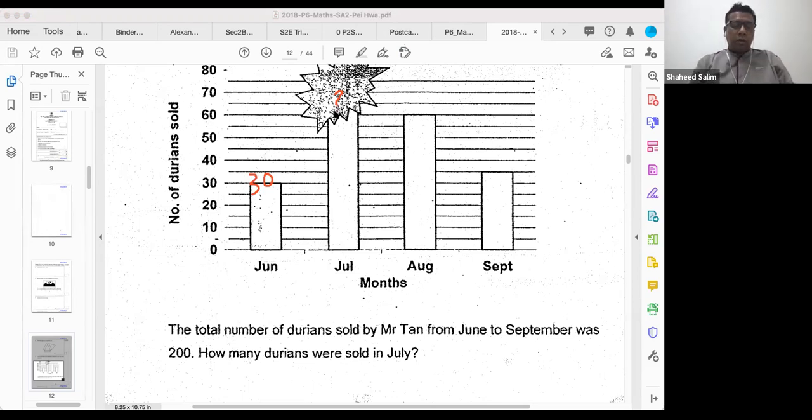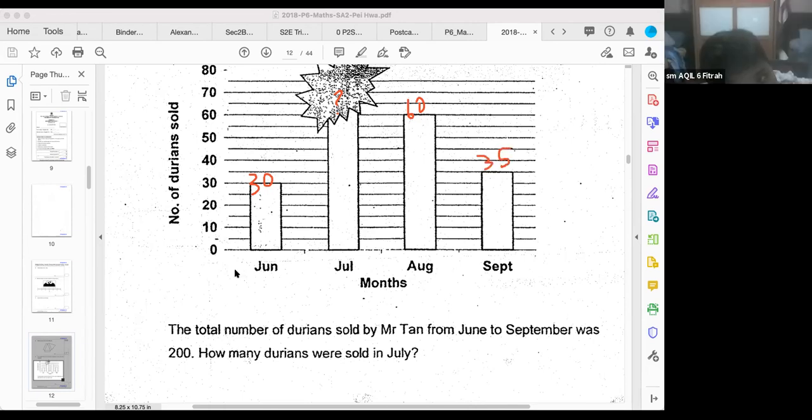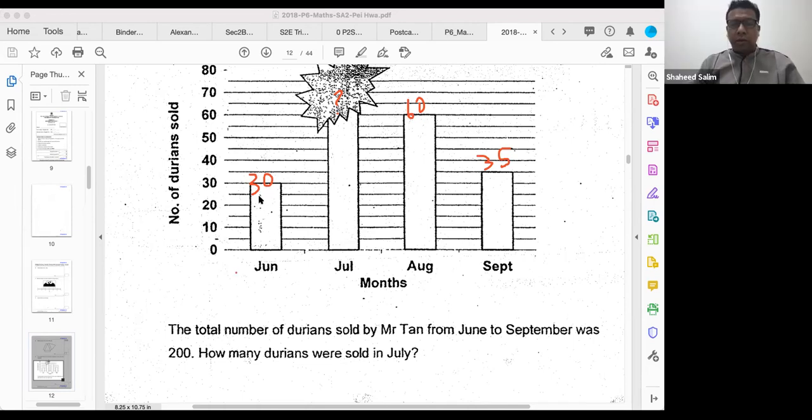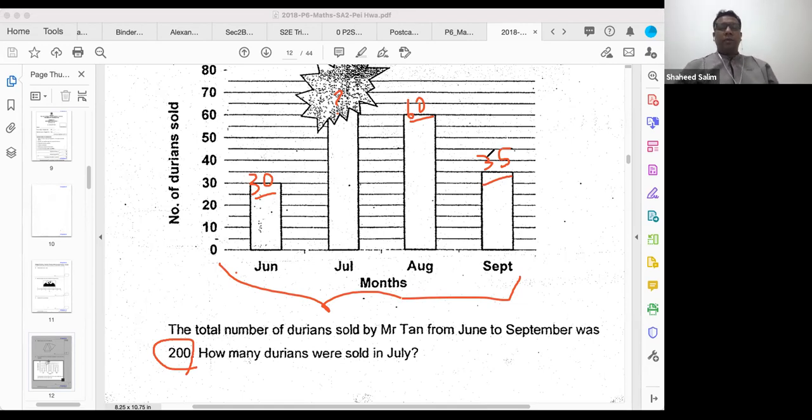Okay, and the next one, you gotta check again. Yes, I've been trying this, how to do this. Okay, so now down here, first we've got to figure out, actually, the answer is not accurate. You must figure out how many each one. How many durians are there in all this? You see, I already highlighted 30, 60, 35. But the total number is how much? 200. So how to find this one? Take 200 minus 30 minus 60 minus 35, you get an answer.